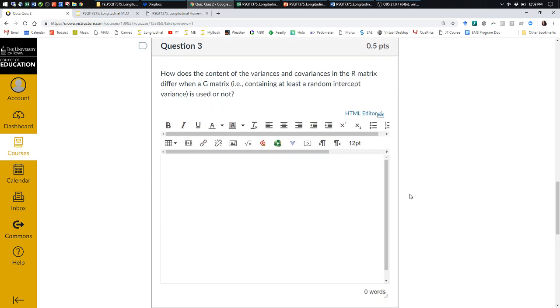Next one, if we're going to try to fit something in the middle, something that is more complicated and potentially better fitting than compound symmetry, but less complicated and hopefully as well fitting as unstructured, we might use structures that have an R matrix only, or we might have structures that use G and R. What's the difference?